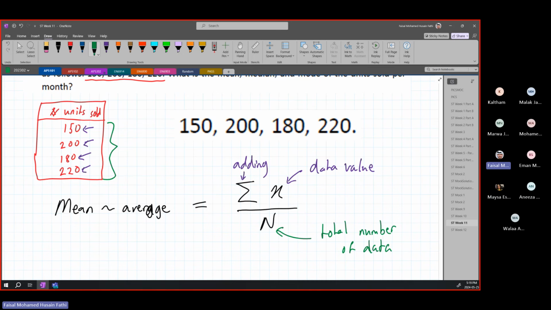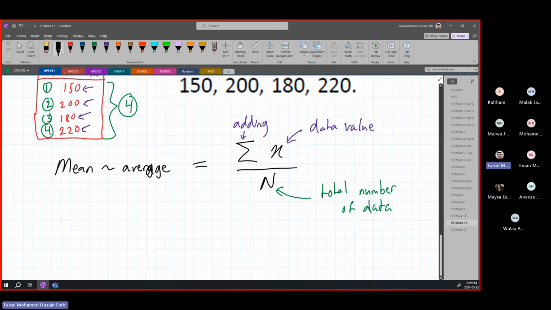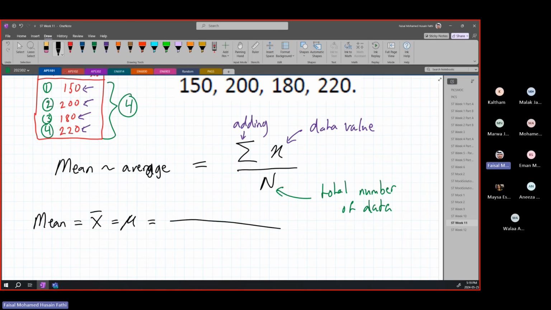In this case, we can count them: 1, 2, 3, 4. So we have a total of 4 data points. If we want to plug it into this equation, the mean is sometimes given as x bar, and sometimes you might see it as mu as well. This is equal to the sum of x. What does that mean? It means all the values of x that we have here. So we have 150 plus 200 plus 180 plus 220 divided by the total number that we have, which is 4.